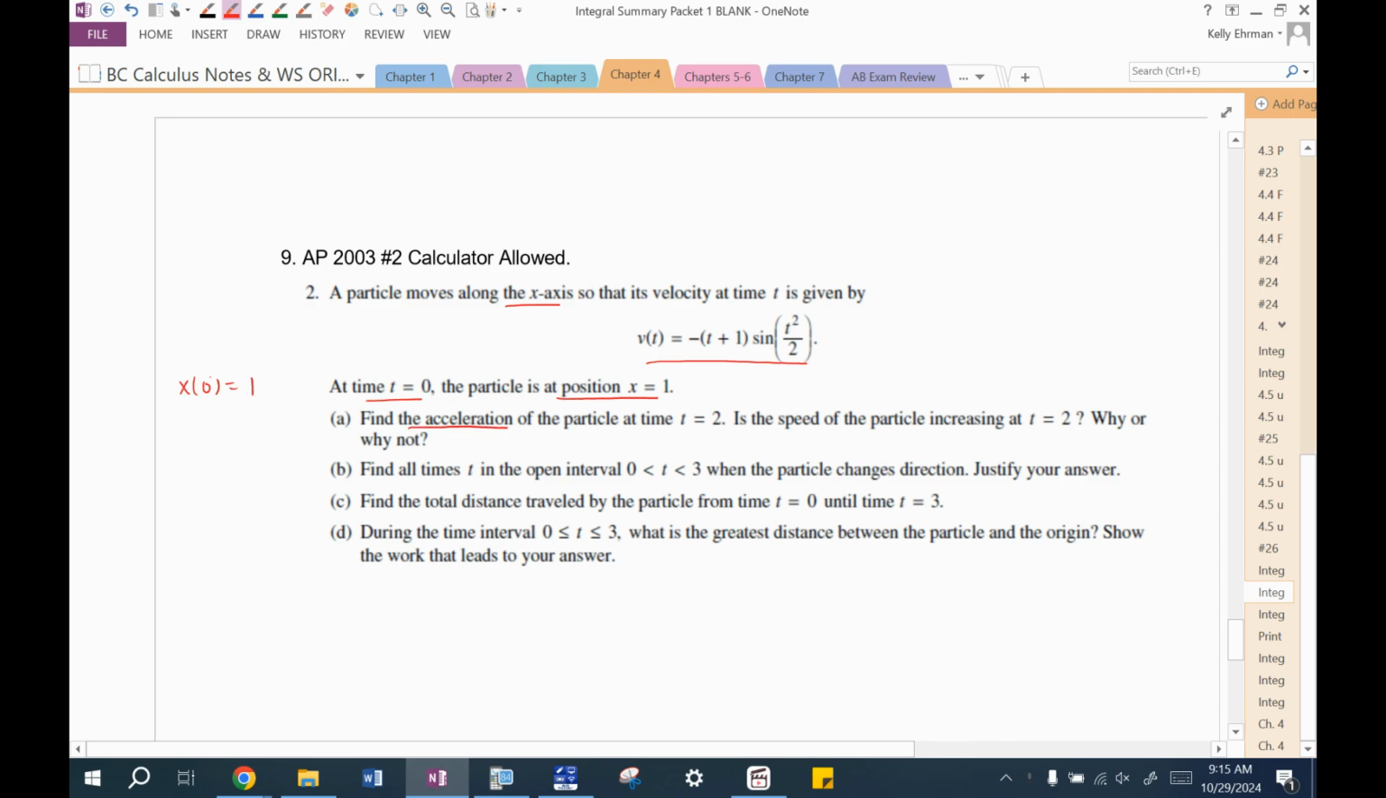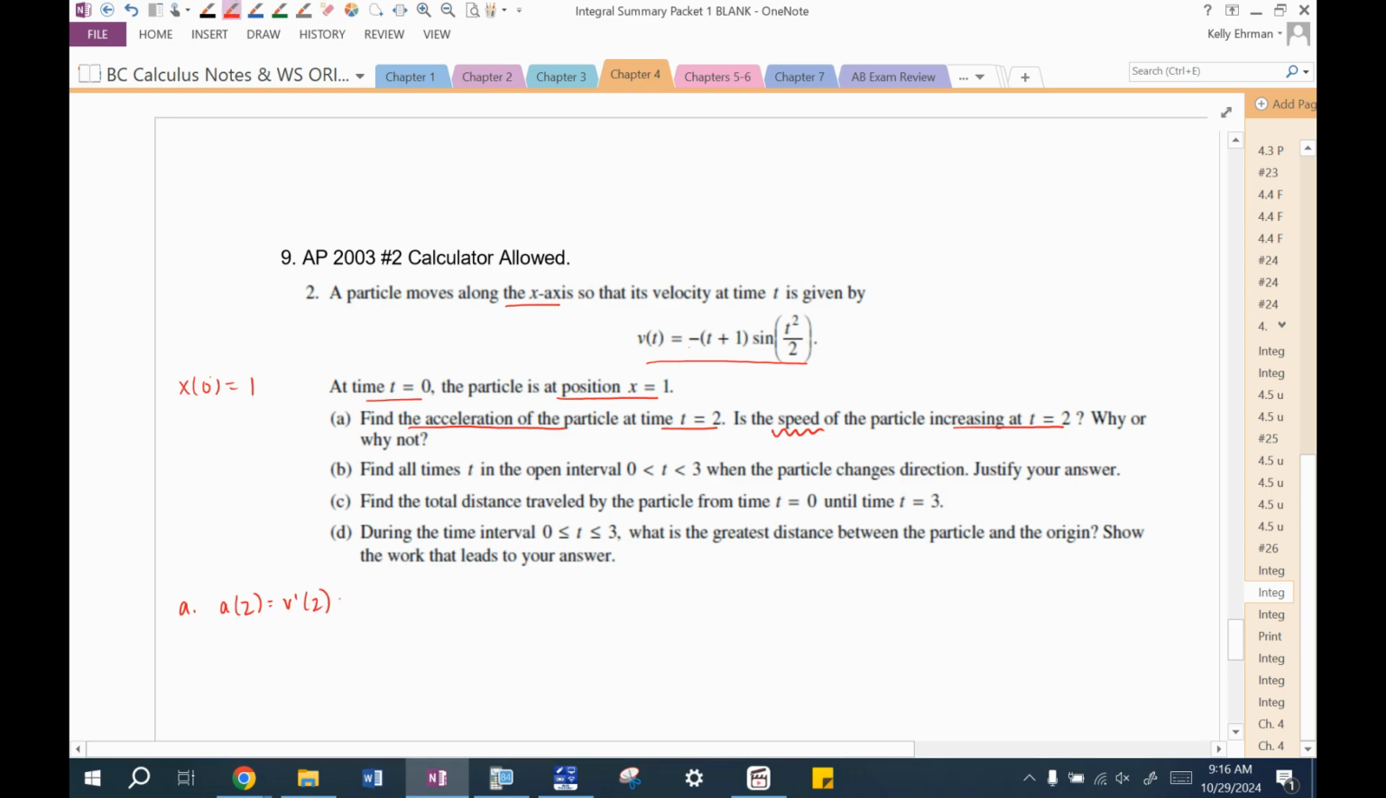Part A says find the acceleration of the particle at time 2. Is the speed of the particle increasing at time 2? Why or why not? Okay, so first, find the acceleration at time 2. A of 2 is equal to v prime of 2. Should I bother finding the actual equation for the derivative for v prime? No, I would have to do product rule. Not that I can't do it, but it would be easy to make a mistake. And sorry, I should have said v prime of 2.